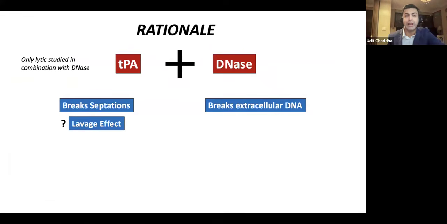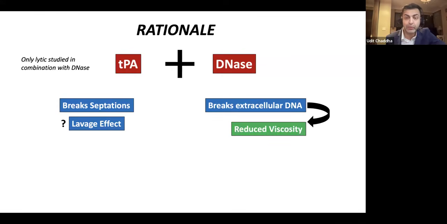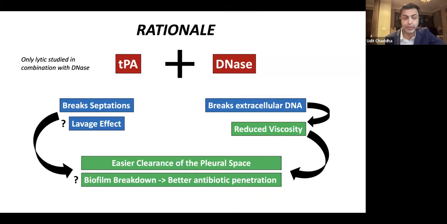So what's the rationale for IET or intrapleural enzyme therapy? We look at TPA and DNase, and I talk about TPA with DNase because TPA is the only lytic studied in combination with DNase, but really any fibrinolytic should work with DNase. TPA breaks down septations, potentially has a lavage effect. DNase, on the other hand, breaks down extracellular DNA, which reduces viscosity of the pleural fluid. And both of these in combination hopefully help you clear the pleural space better.